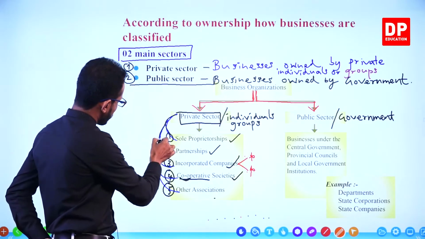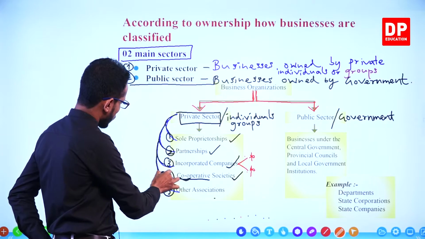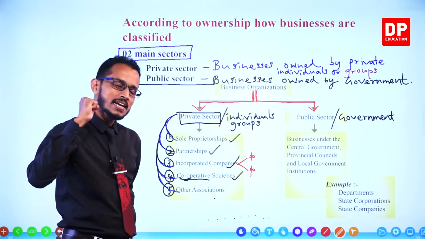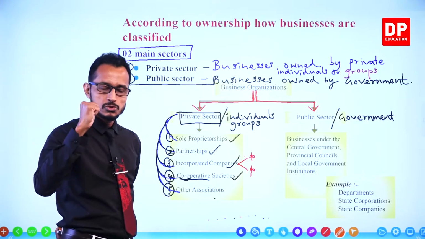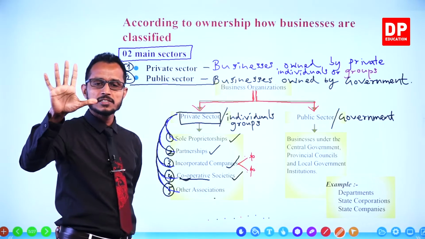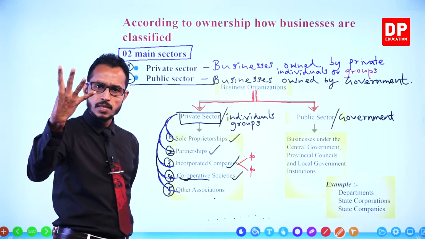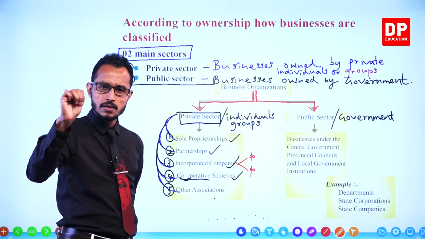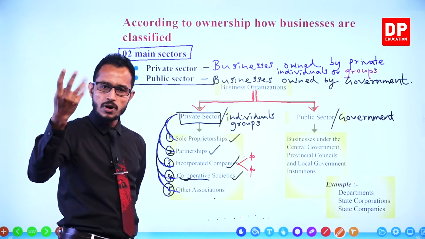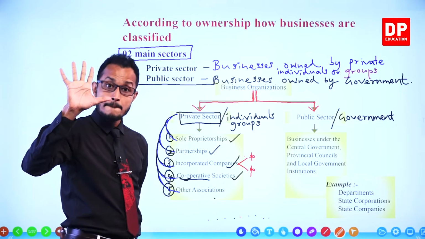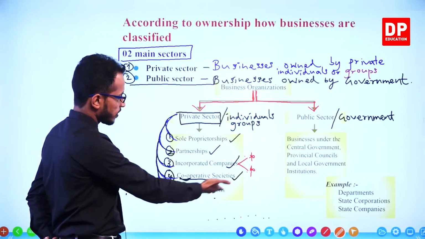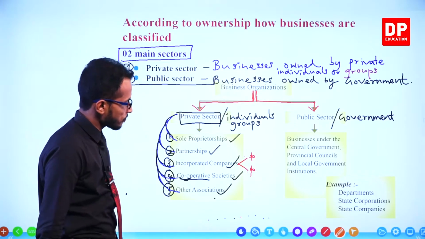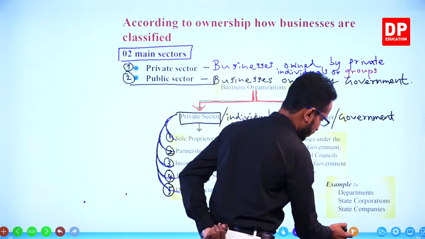All right, so fourth and fifth. How many types of organizations should you memorize under private sector? How many? 3 or 4 or 5? 5 children, these 5. Okay, we'll move on to the public sector.